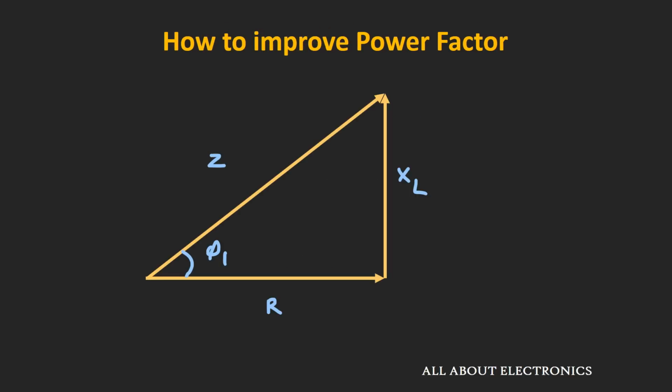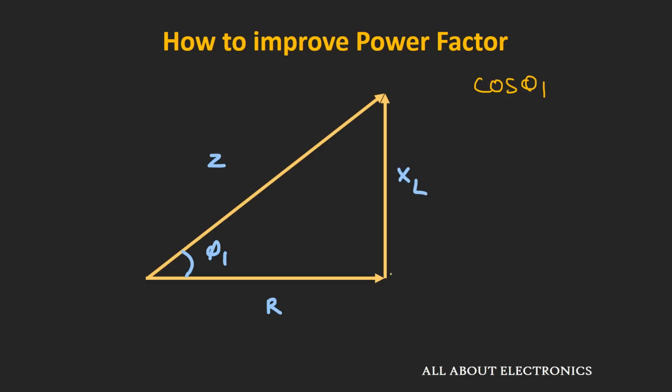Here we have assumed that our load is inductive, which consists of a resistor as well as an inductor. And for the given load, the impedance triangle looks like this. For the given system, let us say the power factor is cos φ1 and we want to improve it. To improve the power factor, we need to reduce this angle, because whenever this angle is 0, we will have a unity power factor. So to reduce this angle, we need to reduce the value of the reactance.